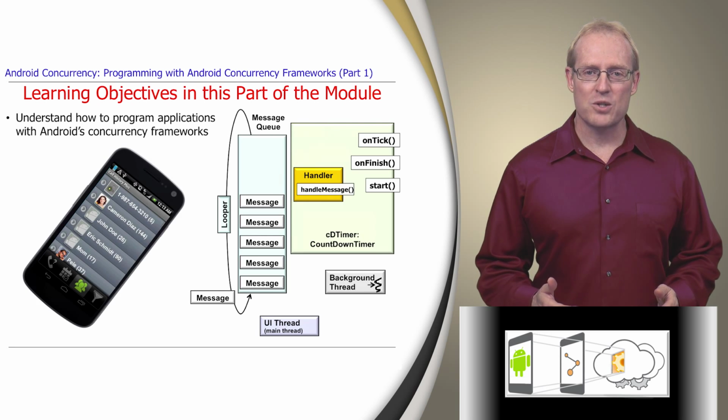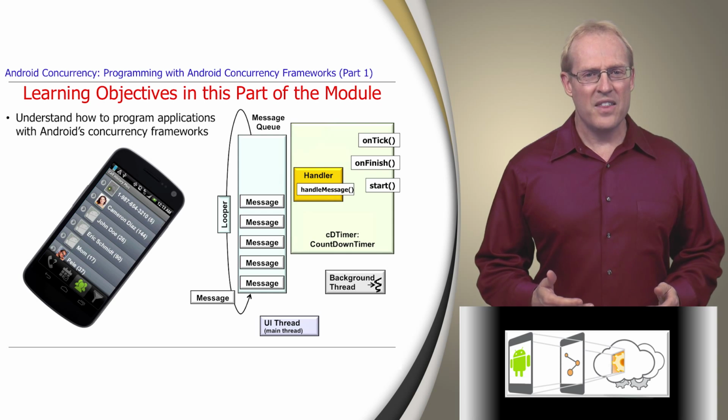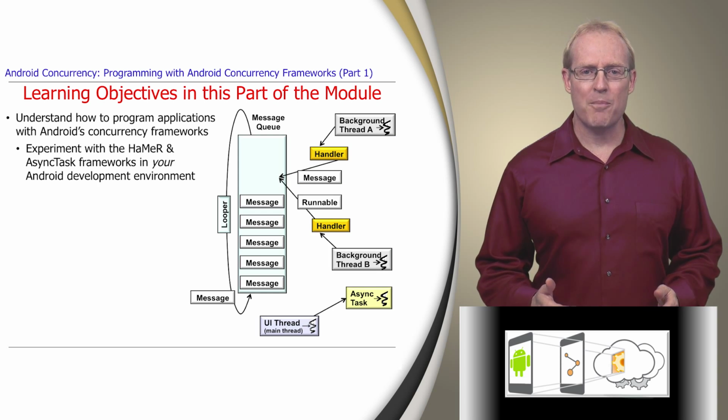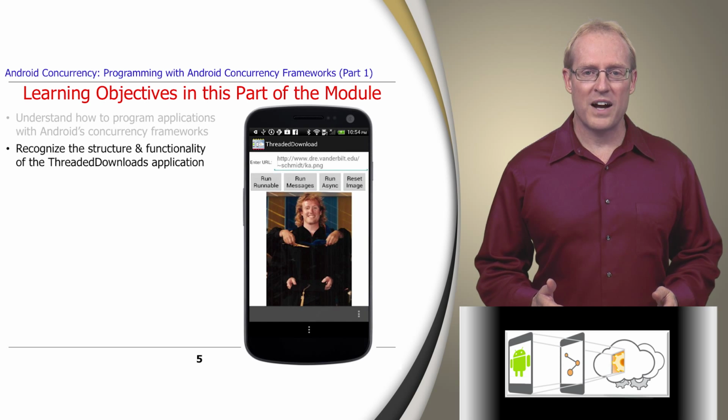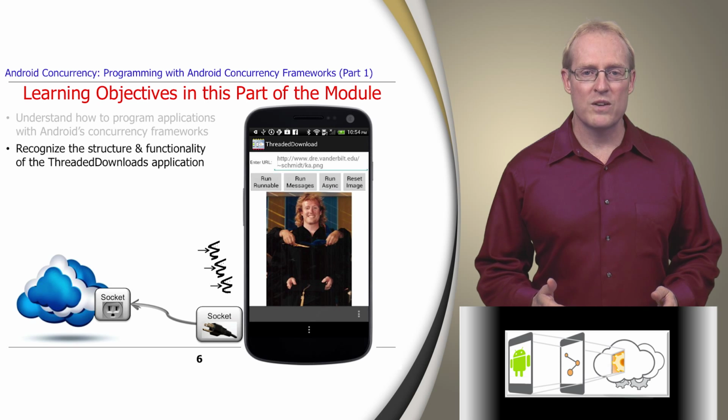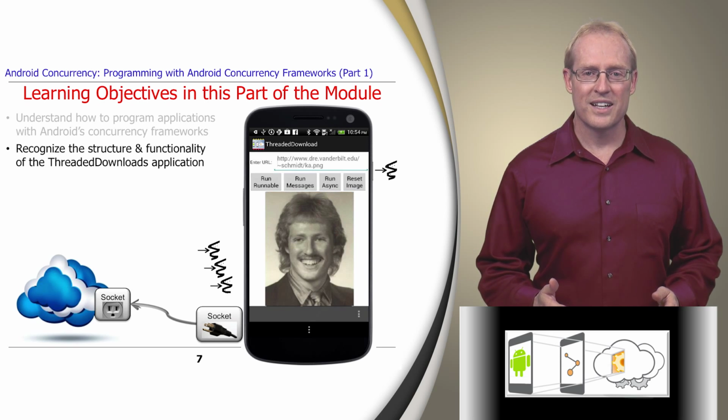While these examples illustrated industrial strength usage of Hammer and Async Task in practice, they don't really lend themselves to comprehensive dissection and experimentation in your Android development environment. Therefore, this part of the module provides a detailed analysis of the structure and functionality of the threaded downloads application, focusing on how it concurrently retrieves images from remote servers and displays them to the user's screen.